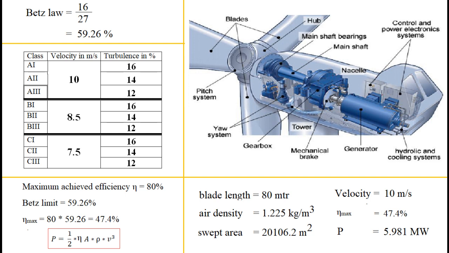Out of this 59.26%, the maximum limit of power extracted from a turbine is 80% of the maximum that has been recorded so far. Other efficiencies due to mechanical and electrical losses beyond this value reduce the efficiency to a still lower value.